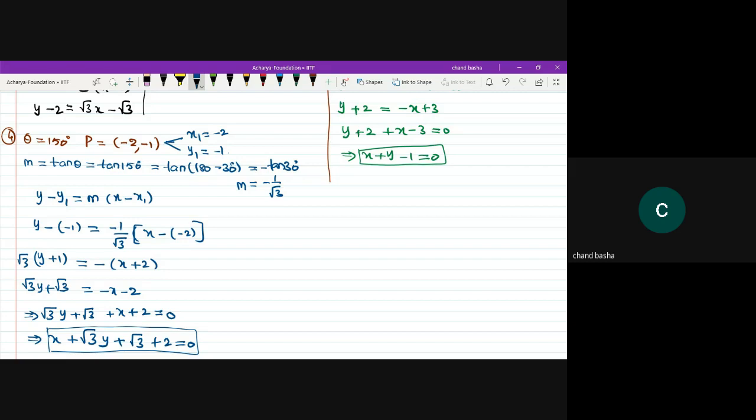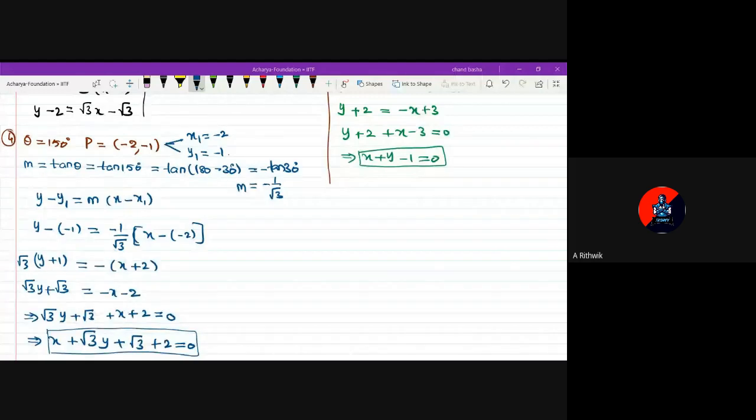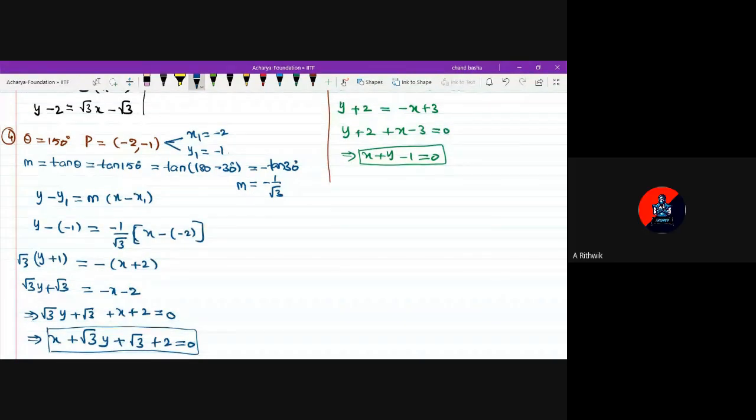So hope this concept is clear, guys. Sir, I didn't understand the second line. Y minus... That's simple minus one calculation. It is a simple calculation, nothing more. I'm not doing any multiplication or division. The right side part I'm just taking on the left hand side. That's it. The value of m is root 3, and x minus minus 2.